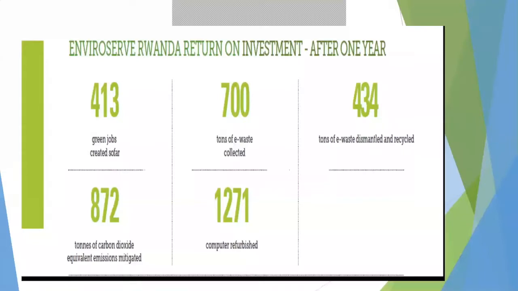These are the results after 1 year. It was 2018, after 1 year of operation, we have been able to collect 700 tons of used equipment. These were collected in just 4 months because we had other 6 months for the commissioning and proper setup of the plant.